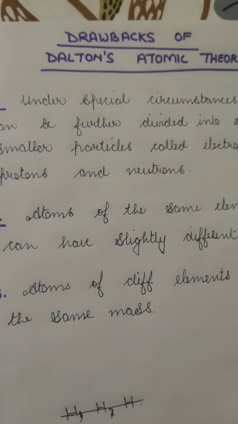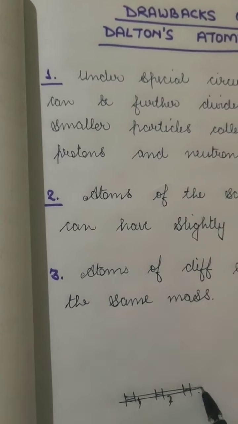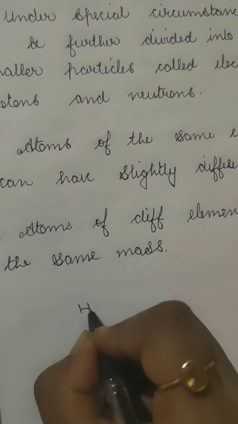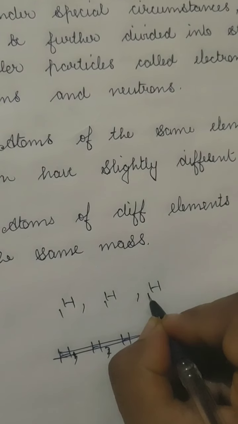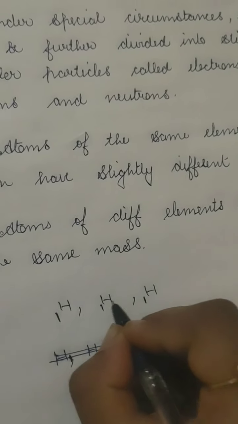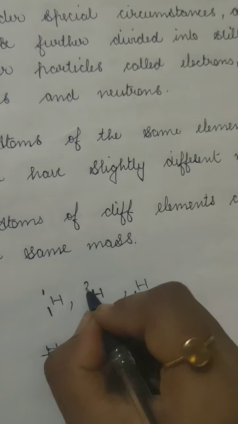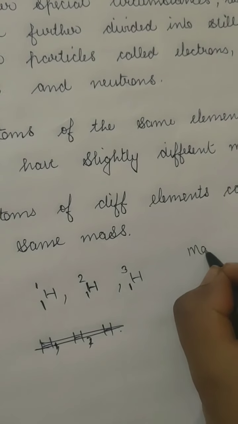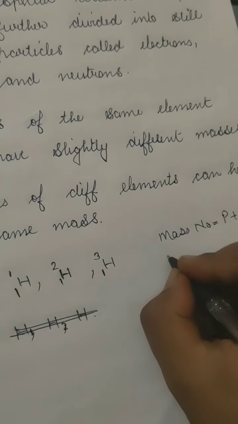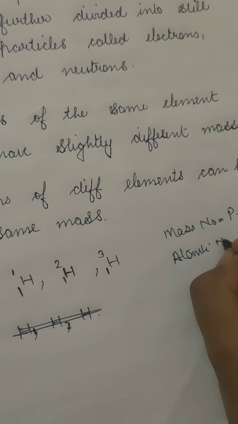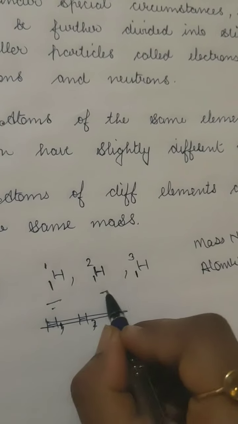Isotopes are atoms of the same element having different mass numbers but the same atomic number. Like in the case of hydrogen, hydrogen has 3 isotopes: H1, H2 and H3. Because it's hydrogen, it will have the same atomic number, that is the number of protons, but the mass number can change, because the mass number is the sum of protons plus neutrons, and the atomic number is the number of protons. So the protons will be the same, that is why it's called hydrogen.